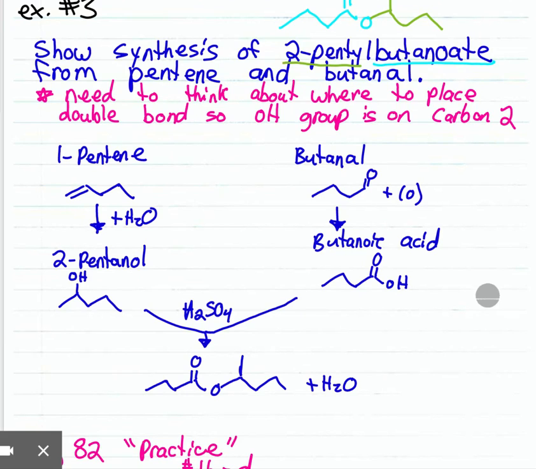So again, this looks a lot like what we've seen before. We have our pentene making our alcohol. You have to put the hydroxyl group on carbon 2 here. And then we have the carboxylic acid coming from our aldehyde. And then we have our 2-pentyl butanoate here.